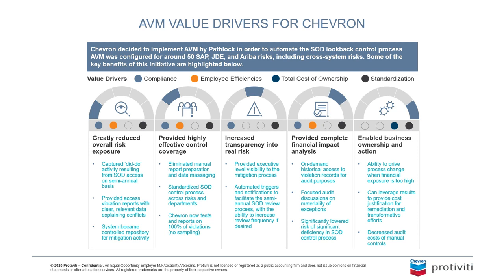Also in the middle section there on the second bullet, you'll notice the automated triggers and notifications to facilitate the actual review. Now Chevron's doing this on a semi-annual basis. You certainly have the ability with AVM to do it a bit more frequently if you'd like, to give yourself and your organization a more real-time visibility into risk, on that point of transparency.